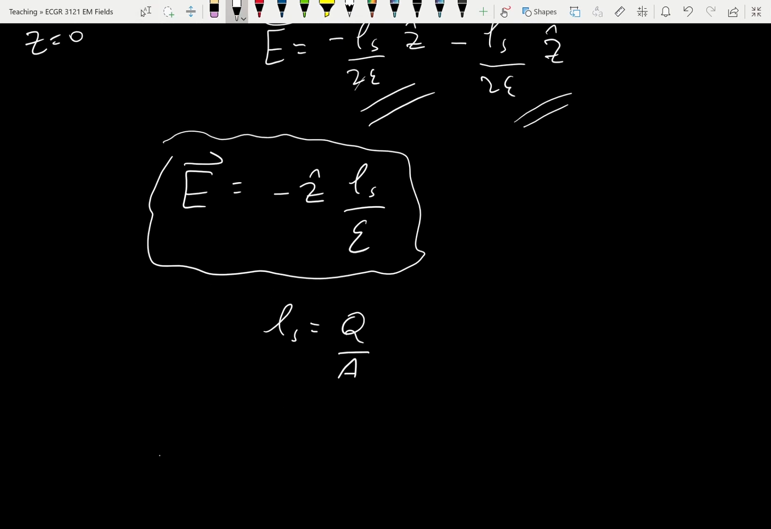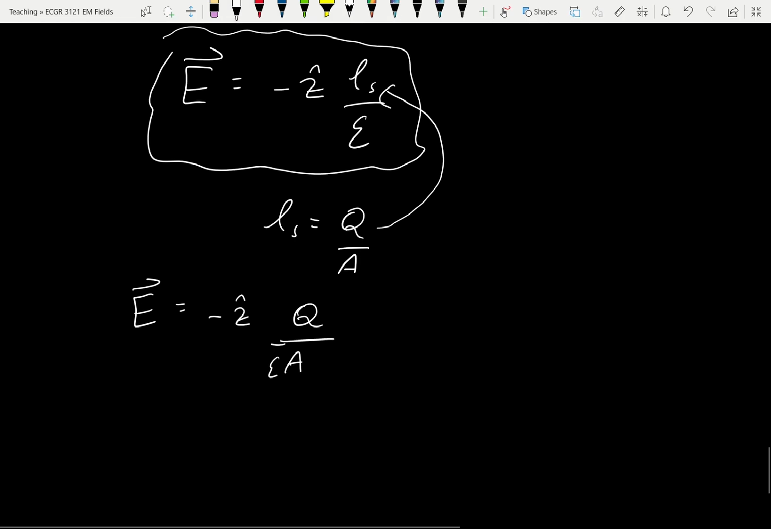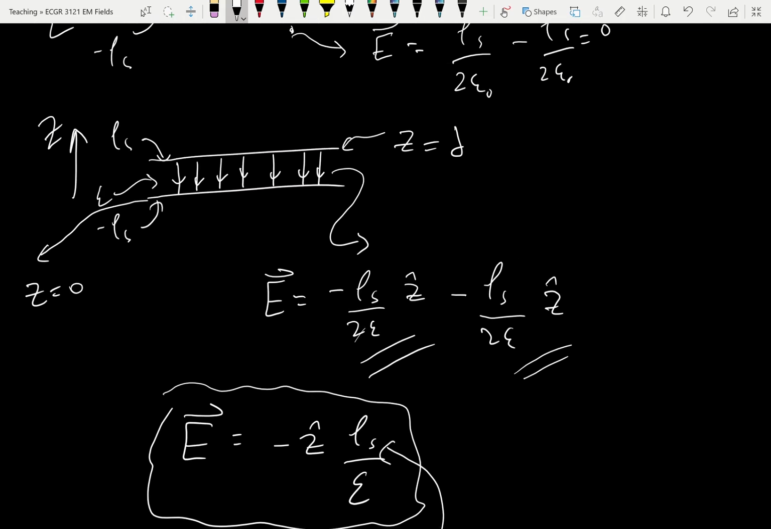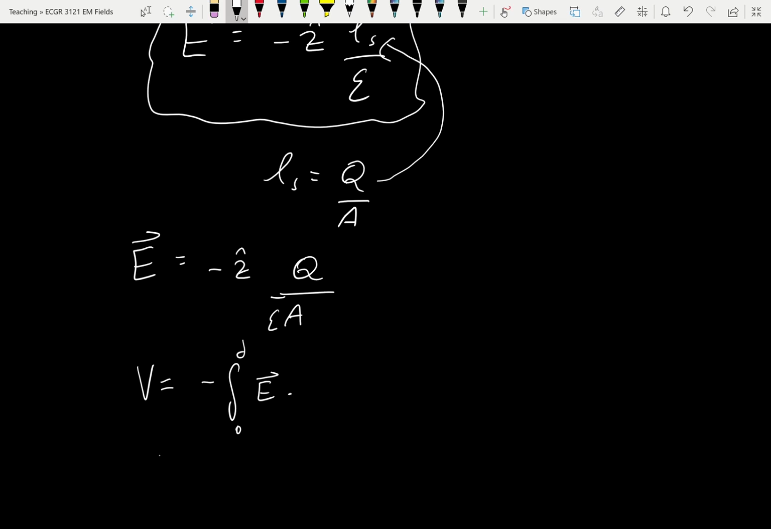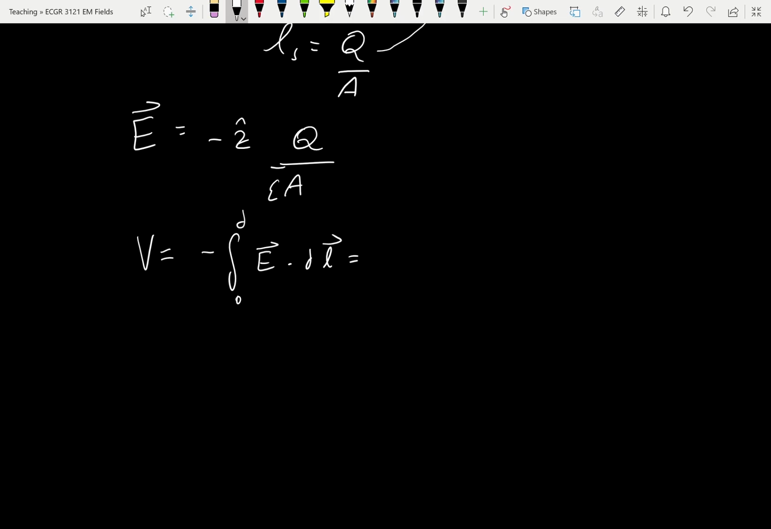So I can plug this in here. So I end up with E, the field between the plates, being minus z hat Q over epsilon A. Okay. And then I need to calculate the voltage. The voltage from the bottom plate to the top plate is just minus the integral from 0 to D, right? I'm moving from the bottom plate, Z equals 0, to the top plate and calculating the voltage, E dot dl, right?